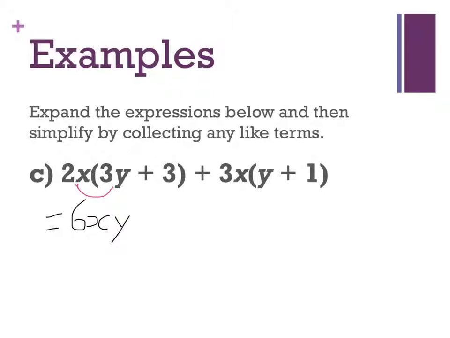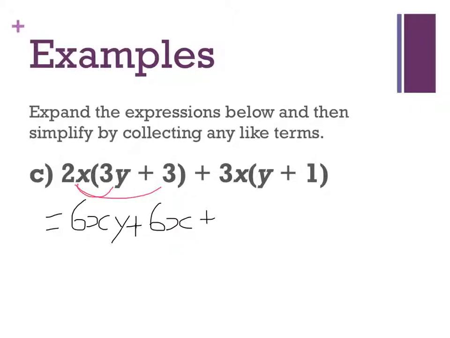Then 2x multiplied by positive 3. I deal with my integers first. What's 2 multiplied by 3? Oh, that's 6, and then I've got an x, and they're positives, so it's plus 6x. I'm going to make that plus a bit more obvious, okay? And that's the first bracket expanded.